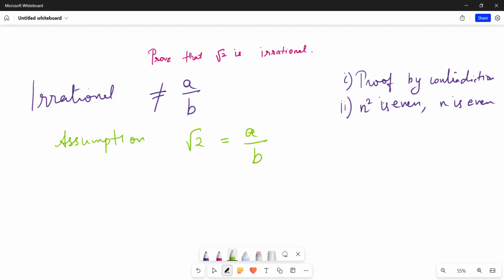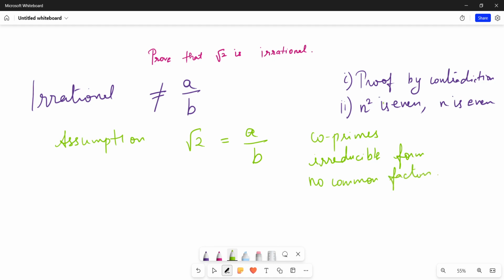So here, let us assume that a and b are co-primes. What are co-primes? They have no factors other than 1. Or to understand it better, let us assume that a by b is the irreducible form, meaning if there were any common factors, they have been cancelled, and a by b is the irreducible form. The main thing is there are no common factors in this fraction a by b, right?